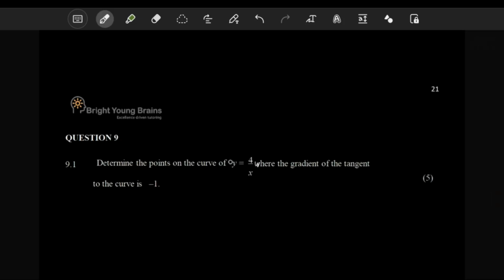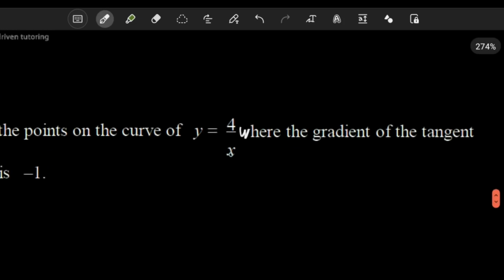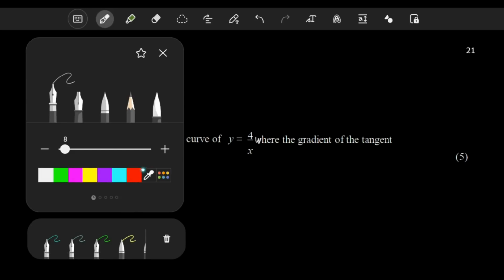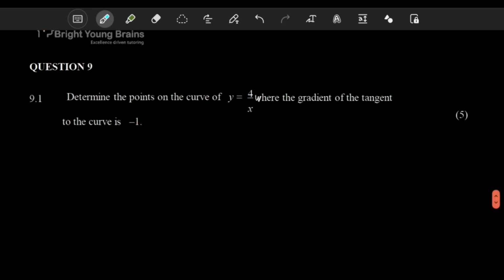This is clearly a hyperbola, because x is like the denominator. So here they say determine the points on the curve of this where the gradient of the tangent to the curve is -1. Oh wow, and it's a whole 5-mark question. This is interesting. So this is a curve, y is equal to 4 over x. Determine the points on the curve where the gradient of the tangent to the curve is -1. Okay, that's not so bad.